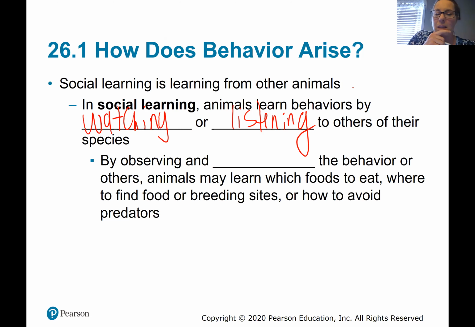So social learning is a way that behaviors can be learned by observing and then copying the behavior of other animals. And so it can be seen in complaining in children. It can be seen in figuring out where to find food, how to avoid predators, and those kinds of things. So that's called social learning.